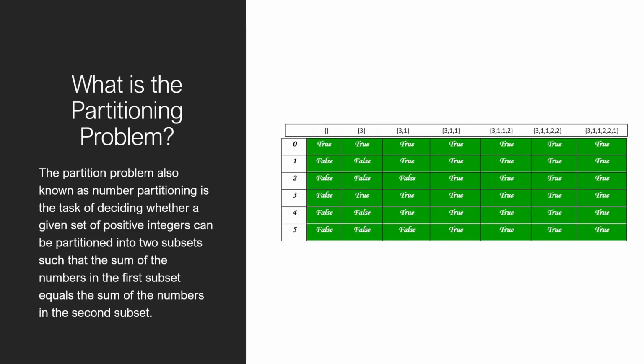Now, what is the partition problem? In computer science, the partition problem, also known as number partitioning, is the task of deciding whether a given set of positive integers can be partitioned into two subsets such that the sum of the numbers in the first subset equals the sum of the numbers in the second subset. The partition problem is NP-complete, but there are heuristics that solve the problem in many instances, either optimally or approximately. For this reason, it has been called the easiest hard problem.